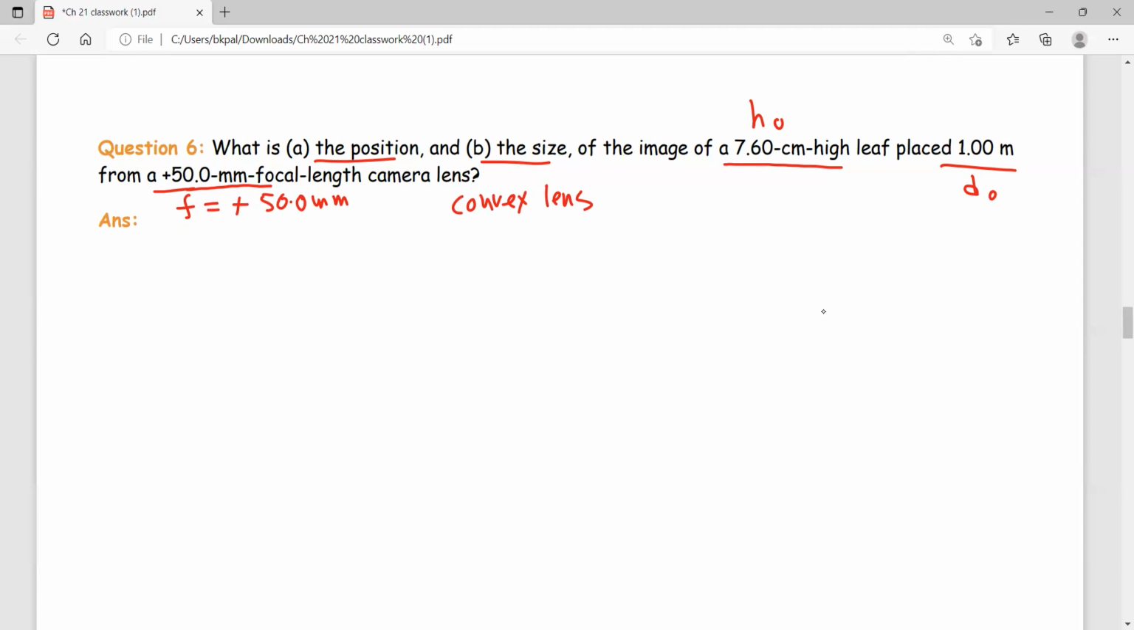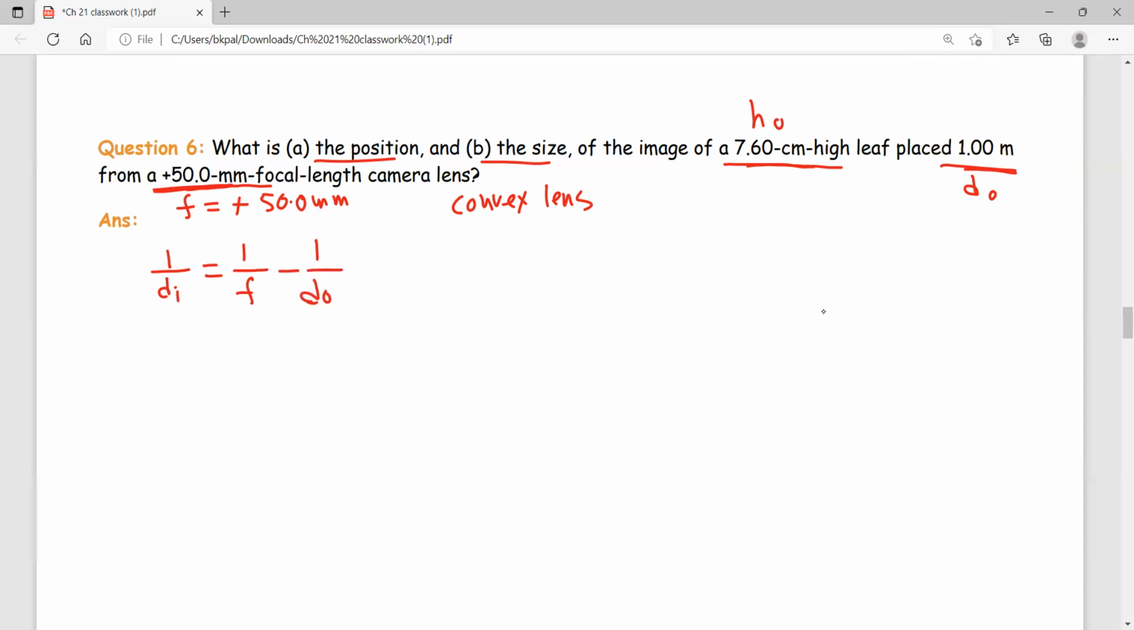So you see that one is given in centimeters, one in meters, and one in millimeters. It's better to convert everything into meters, so let's do it. Here we are going to determine HI over HO, and DI. The equation is very similar to the mirror, so let me write down just the final equation.